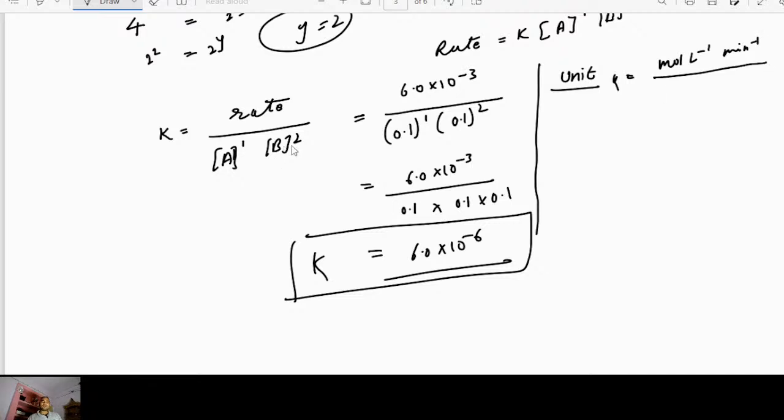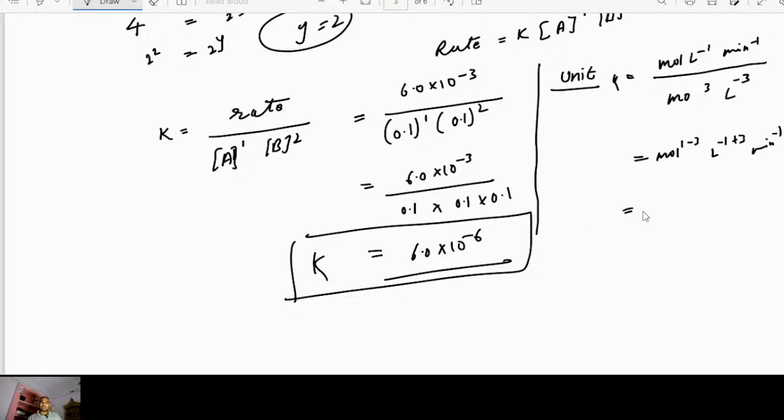So mole power 3, because 213 is there, and for liter, it is plus 3 only. Liter will be minus 3, mole per liter, so minus 3. Now send these things into the numerator. So it will be mole 1 minus 3, liter minus 1 plus 3, and minute inverse stays as it is. Solve it.